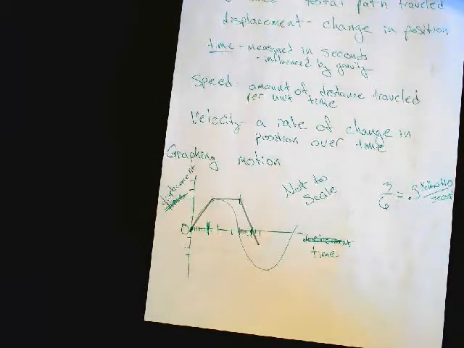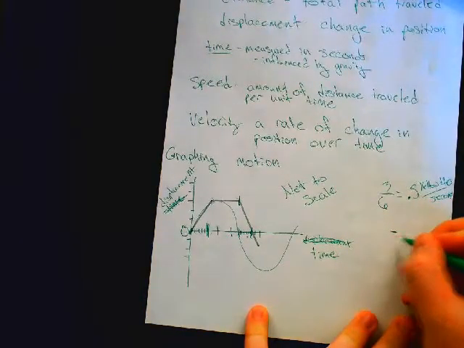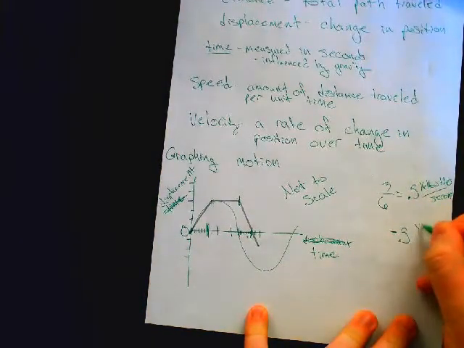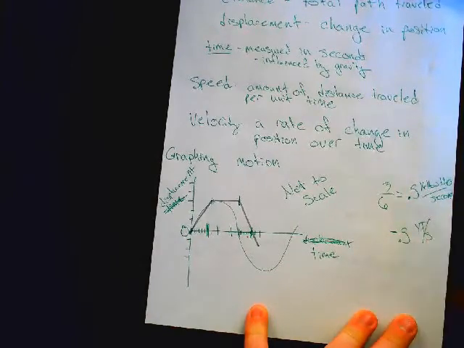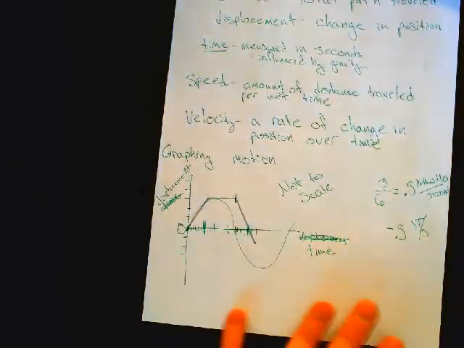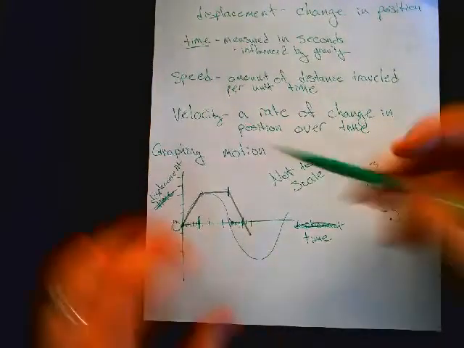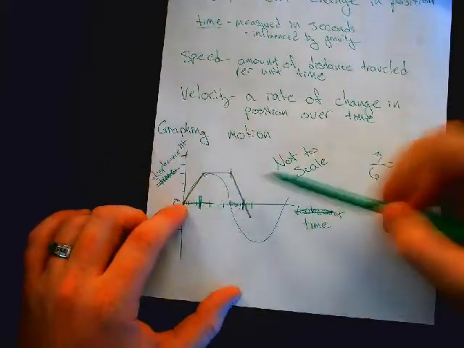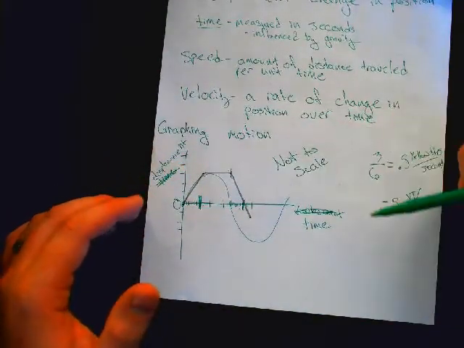Right, same thing but negative, noting that I'm going the opposite direction. So negative 0.5 yellow tiles per second. Okay? So not only can I find displacement, but I can also find velocity from this.